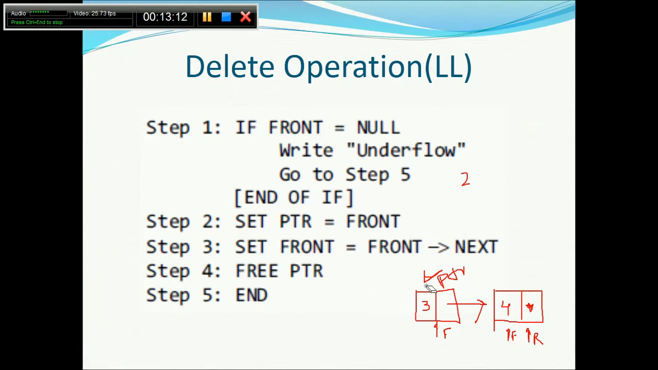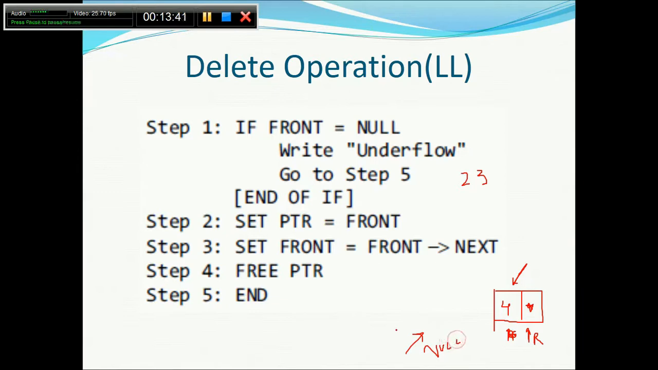And free PTR, so this would be deleted. So I am deleting this one. I will try it one more time. The data that has been deleted is 3. And then again, the front is not null, so whatever the front contains, copy to the PTR, so the PTR will point here. Front is equal to front next, so the front will point to null now. Okay, so after this, the front will start pointing to null.